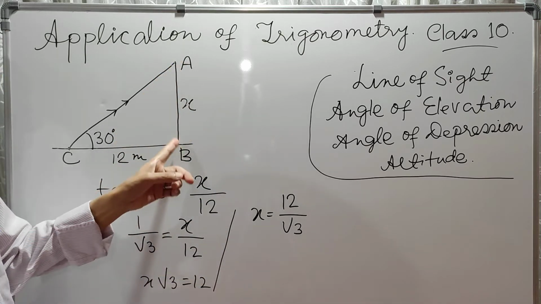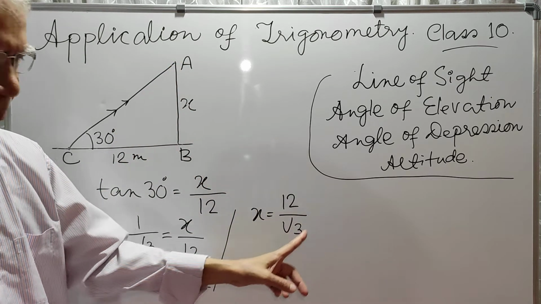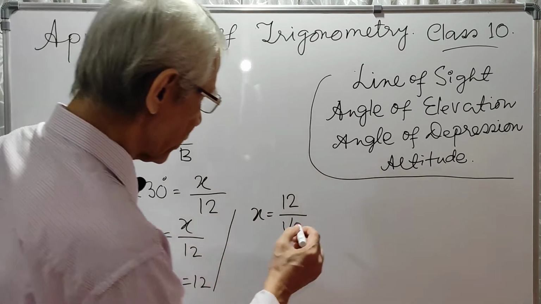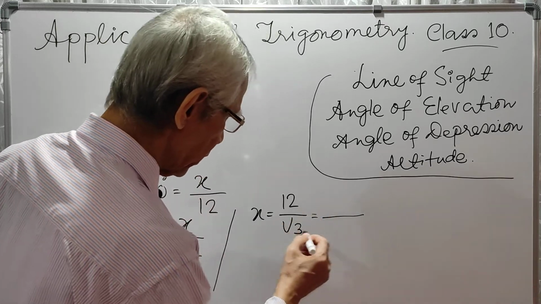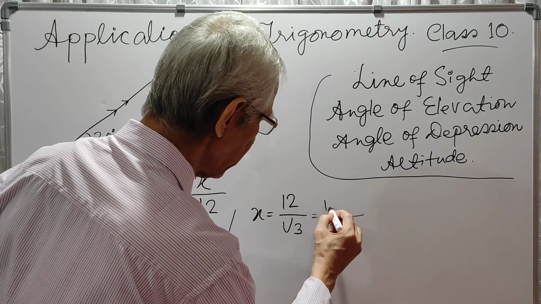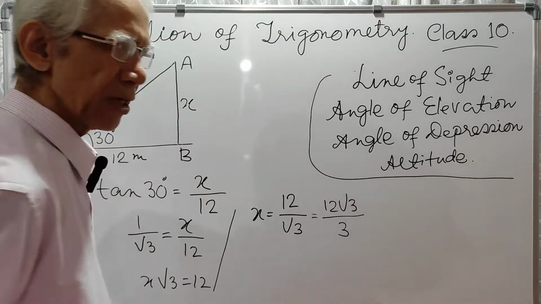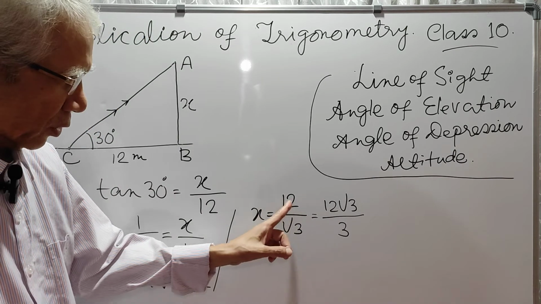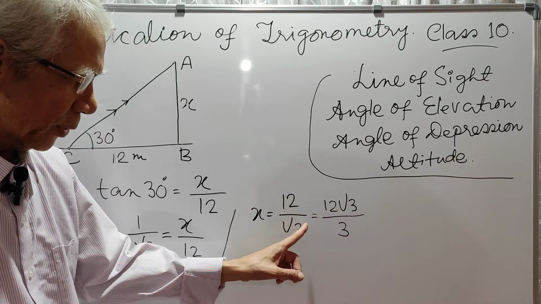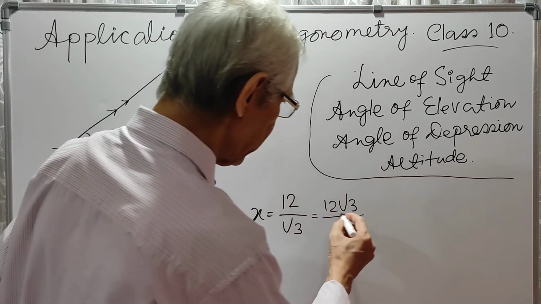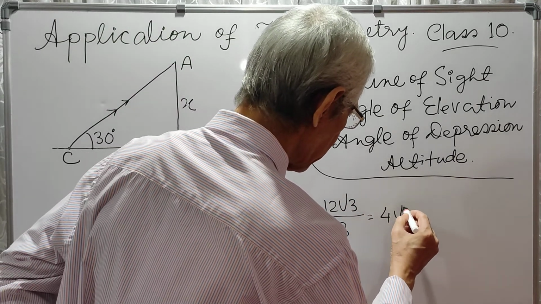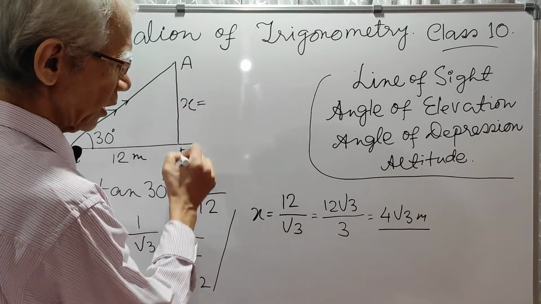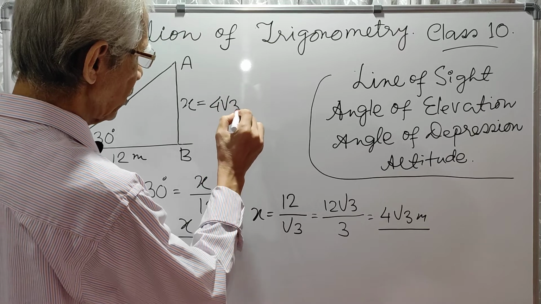So this height you have to find out. So 12 by root 3 meters. But then you have to rationalize the denominator, which you learned in class 9. So how will you rationalize the denominator? Multiply numerator and denominator by root 3. So the numerator will be 12 root 3. The denominator will be root 3 into root 3, which is 3. So finally what do you get? 4 root 3 meters. This is the answer. So this is the value of the height of the tower, 4 root 3 meters.